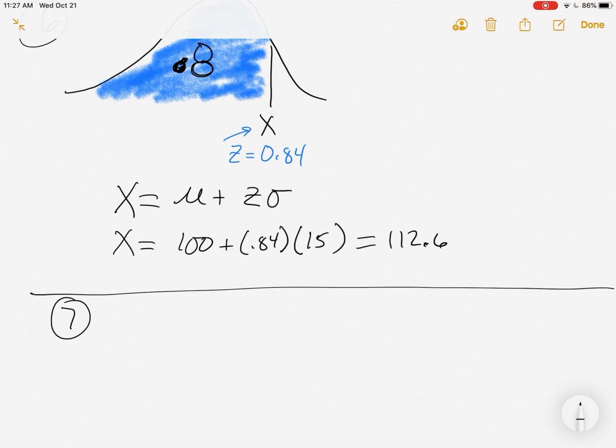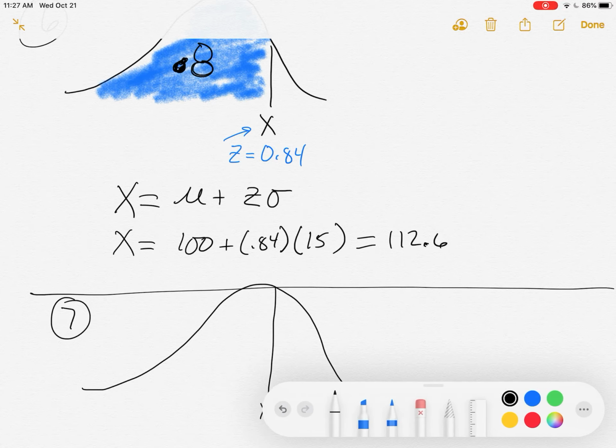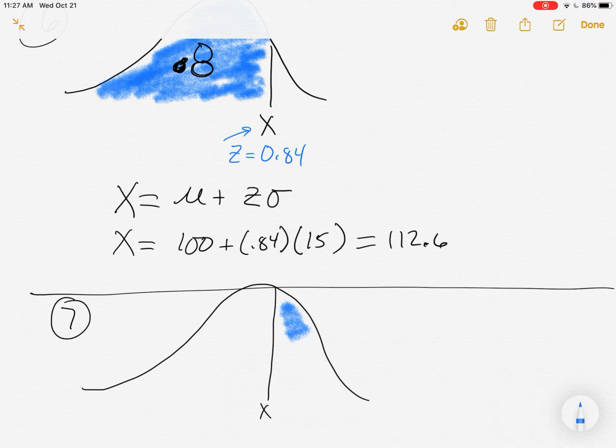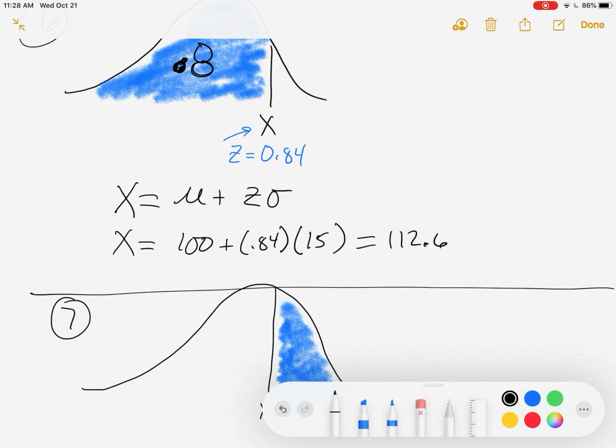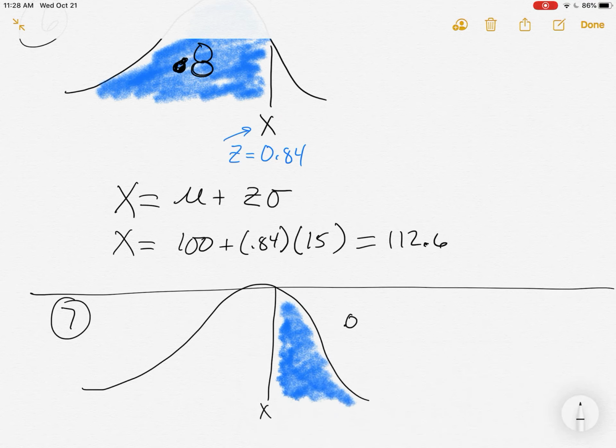So what are we going to do for number 7? Same thing. So number 7, though, has an X, and its shaded area is to the right. And what it's telling me, it's using an arrow and the number being on the outside. So this is what it looks like for me.